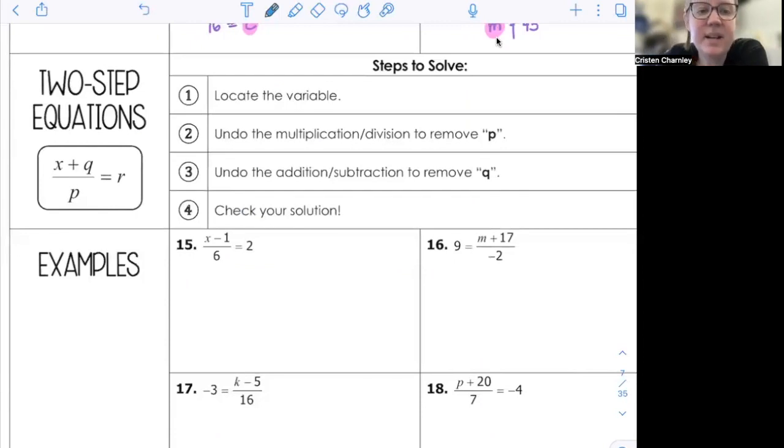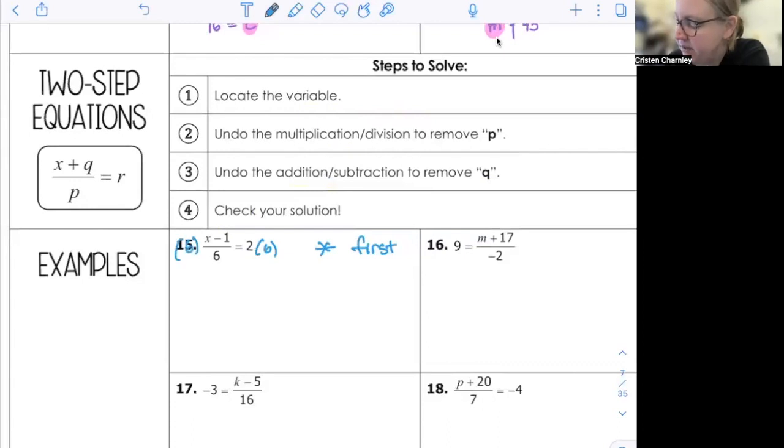I have a few examples in this other form, which is x plus p over q is equal to r. Same idea. First thing, we're always going to locate the variable. We will undo the multiplication and division in this case first, and that's because we're dividing by p first. Then we'll use addition and subtraction and check the solution. So this time we reverse. This time we'll do the multiplying first. I'm going to multiply both sides by 6.